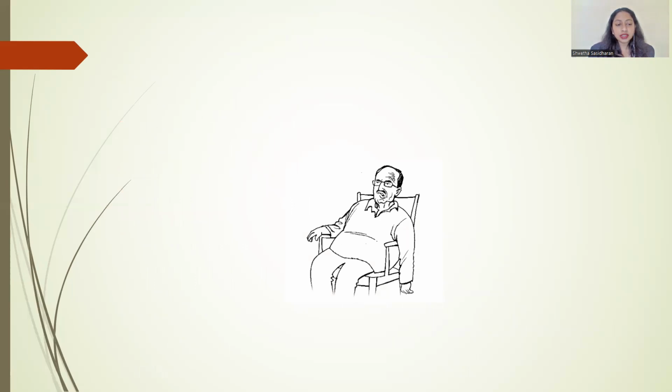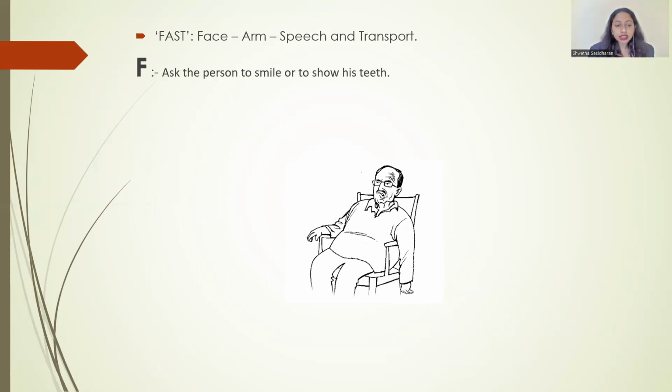So first and foremost is FAST. FAST is nothing but face, arm, speech, and transport, or the time. Time in transport, we can say. For the F, we have to check the facial structure. As we said, there will be a weakness or paralysis of the face. We have to ask the person to smile or show the teeth. If you can see in this picture, the person is not able to lift the left side of his face. That means he might have a paralysis or weakness of the left side of his face.